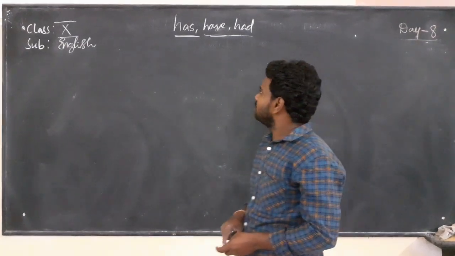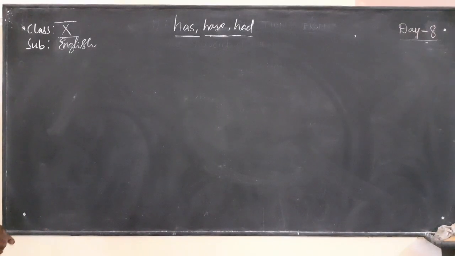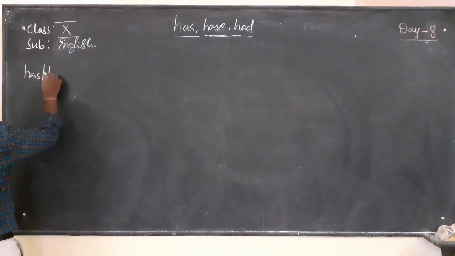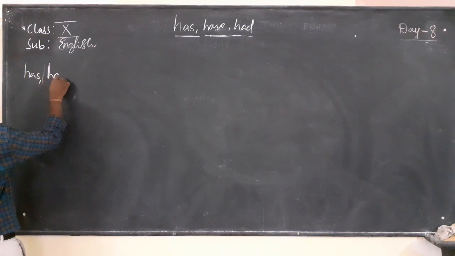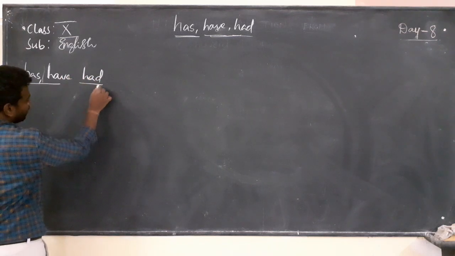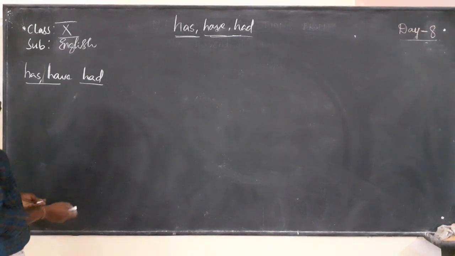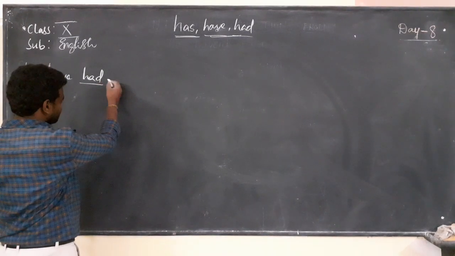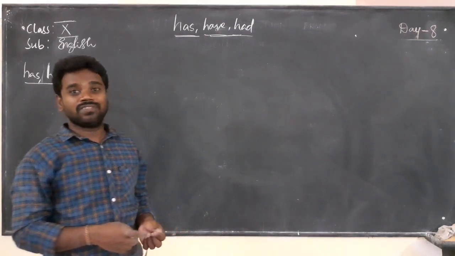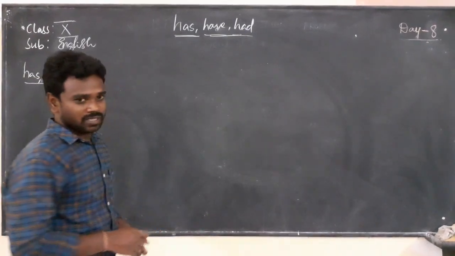And now in this session you are going to learn has, have, had. Actually, has, have, had are also used in continuous and perfective forms, right? Let us see once.